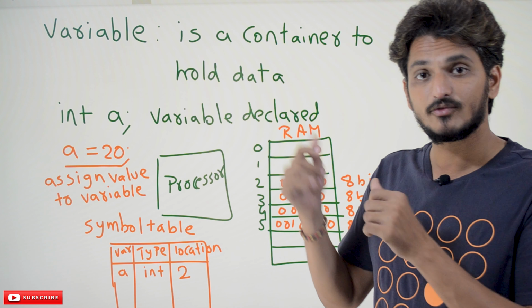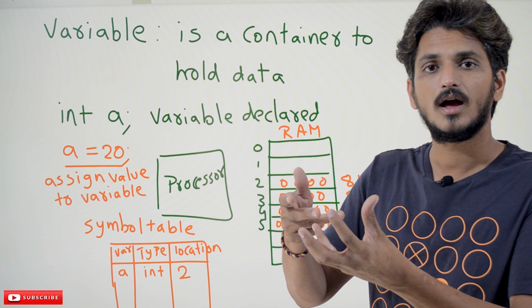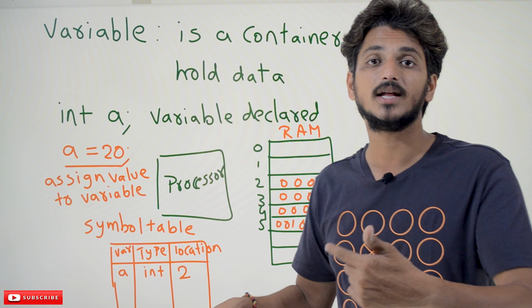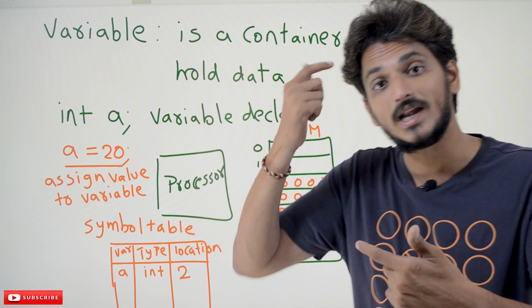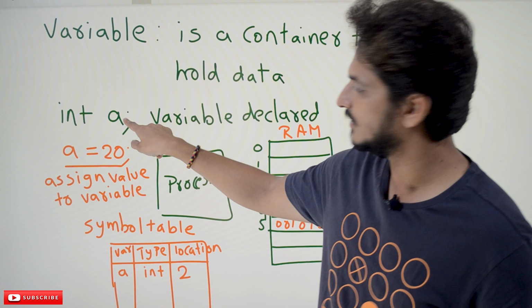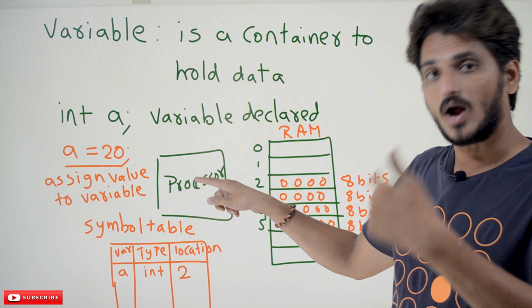What we explained here, variable is a container to hold the data. What type of data can A hold? Integer type of data. That is what it is going to understand. The compiler is going to understand this with this line of execution. When this line is executed in the processor, the compiler is going to understand that.